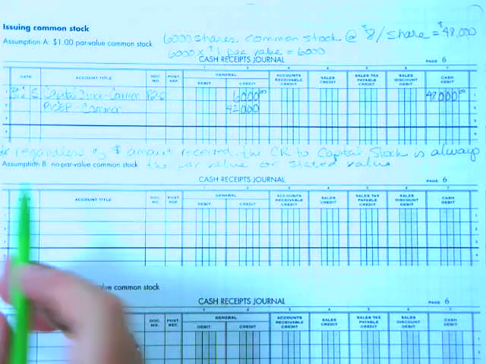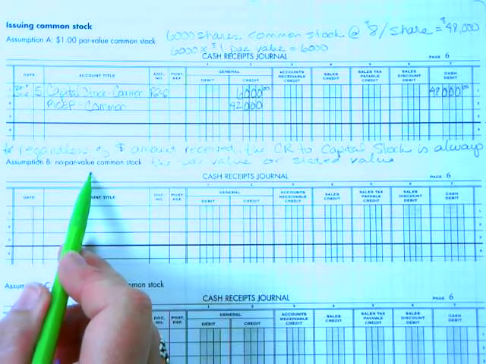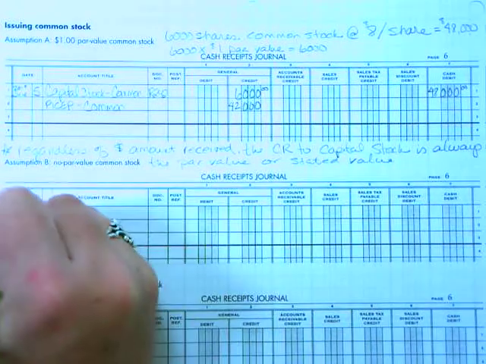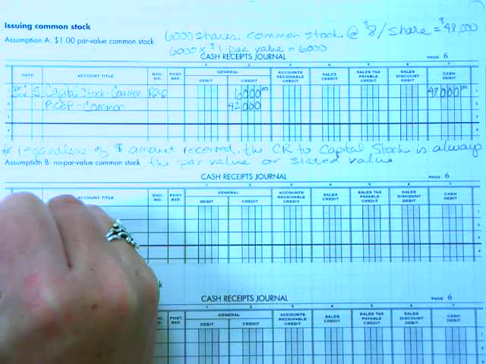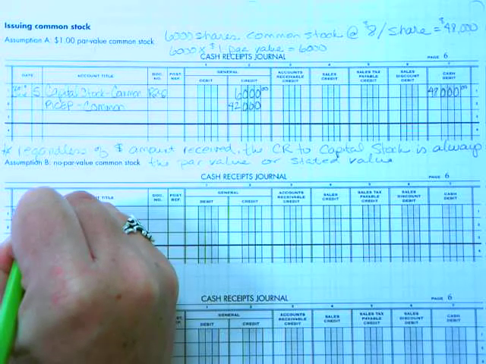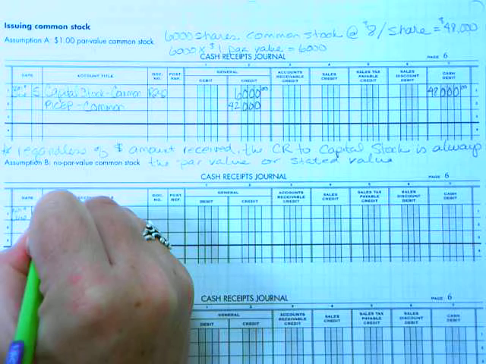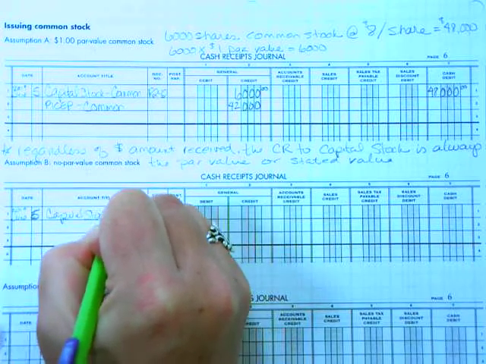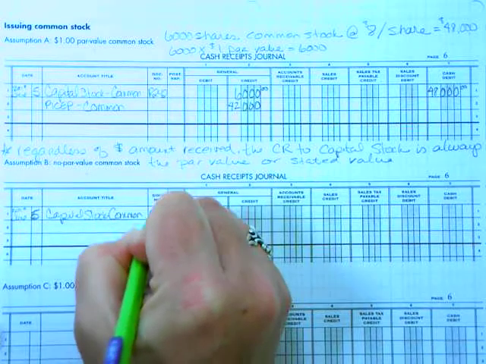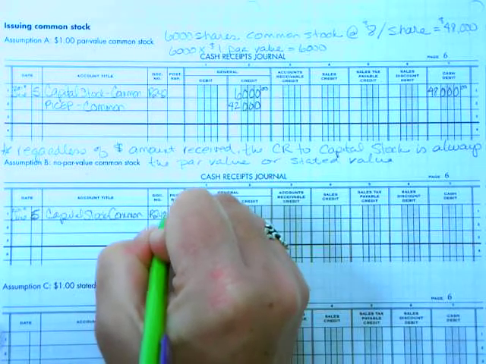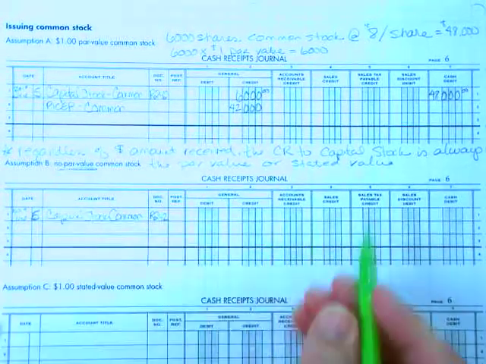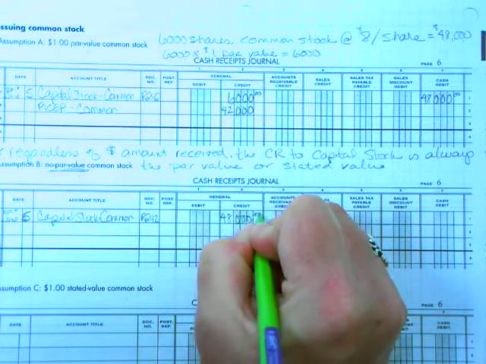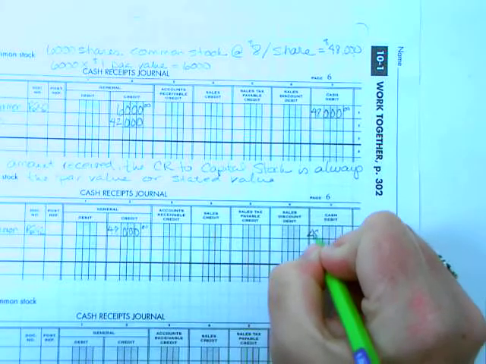All right, so then assumption B, a no par value common stock. So we're just going to record it the straight 48,000. So again, on June 5th, capital stock, common, receipt 242. This is a no par value. So it'll be the straight 48,000 and a 48,000 cash debit.